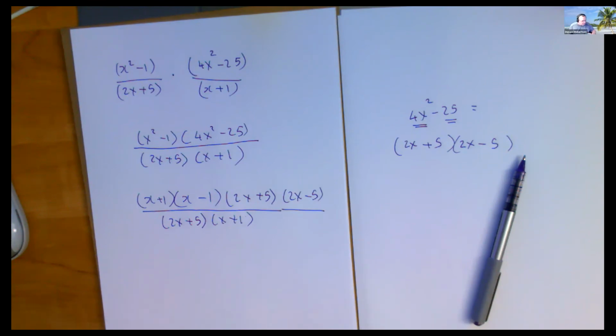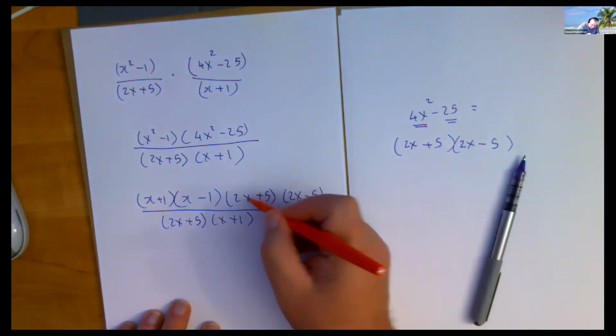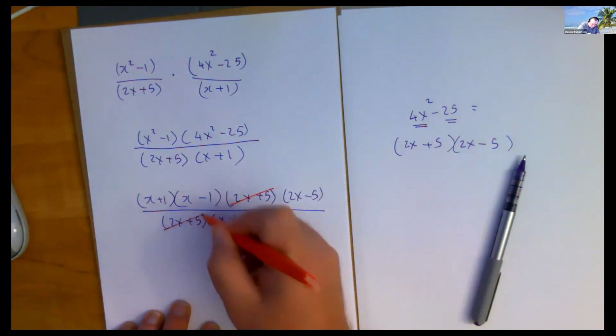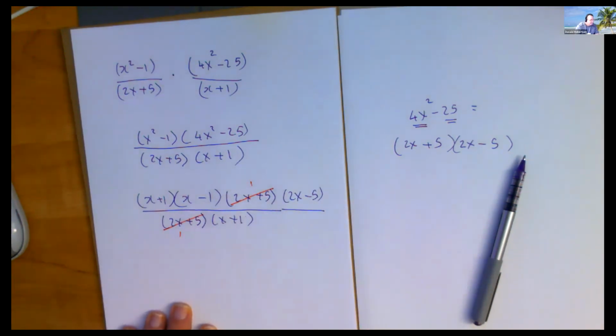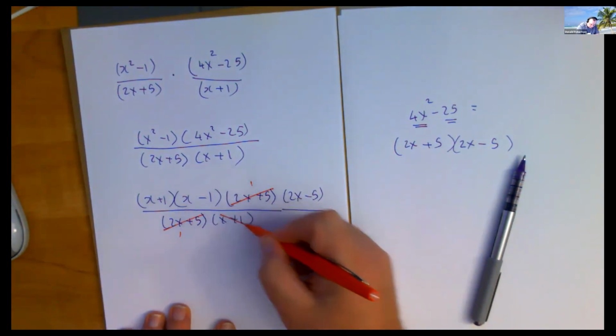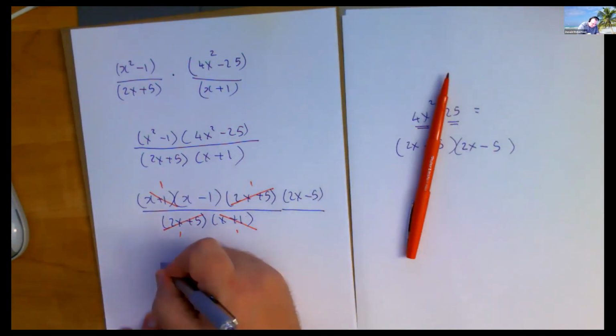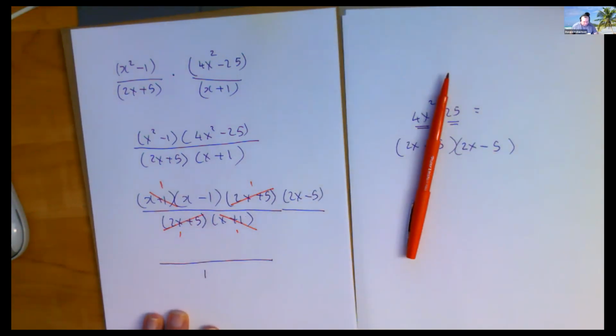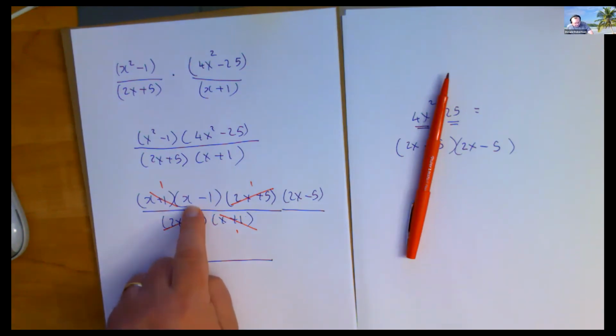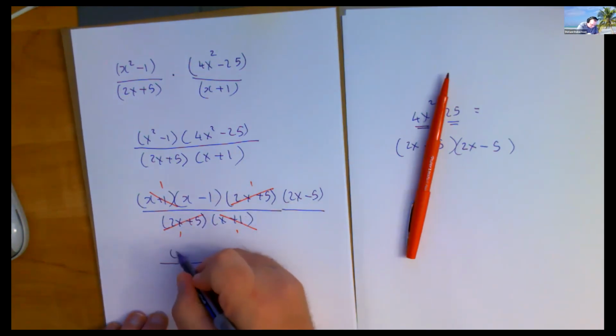And remember, it's a 1-for-1 cancel. So I'm going to cancel one of these for one of these and leave behind a little one. I'm going to cancel one of these for one of these and leave behind a little one. And let's see what's left. Well, on the bottom, there's only a 1. There's this term and this term left on the top.